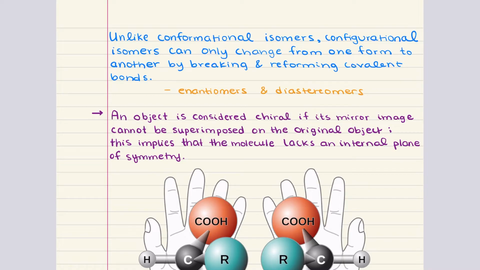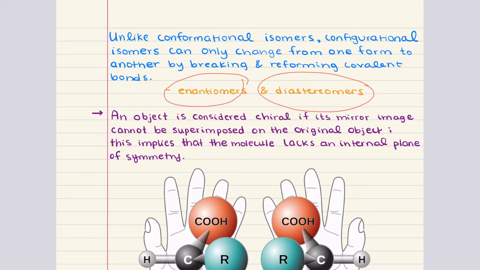Today, we're going to continue our lecture on isomers, and our first topic of interest is configurational isomers. Configurational isomers are distinct from conformational isomers because they cannot interconvert without breaking and reforming covalent bonds. Now, this category includes two important types: enantiomers and diastereomers, both of which we'll cover in this lecture.